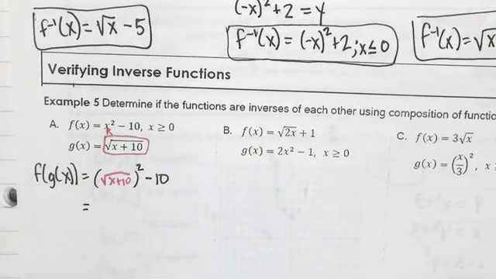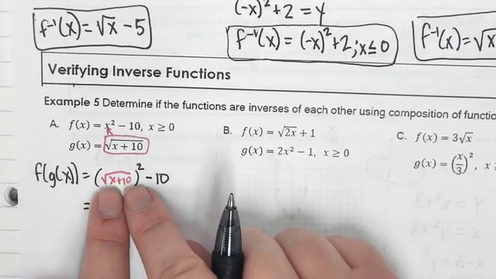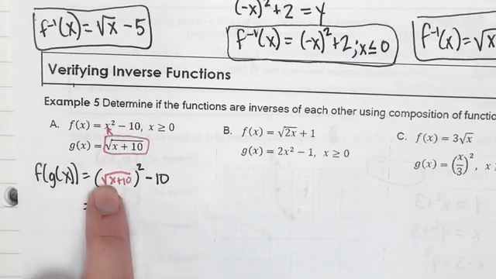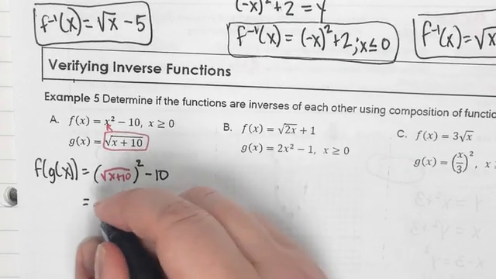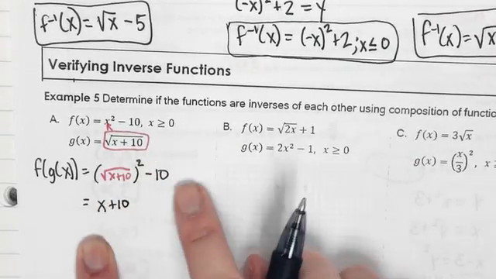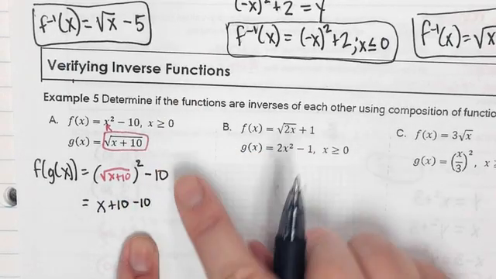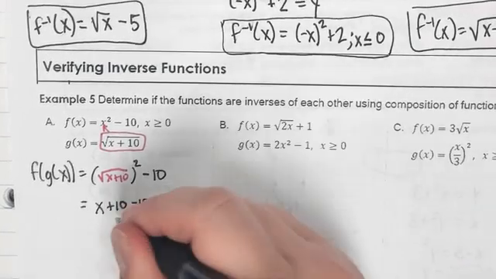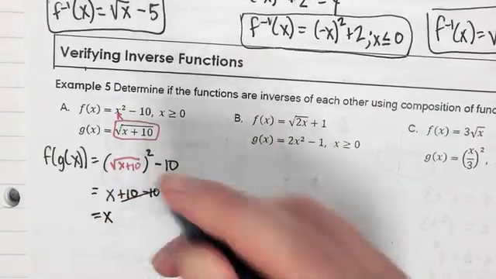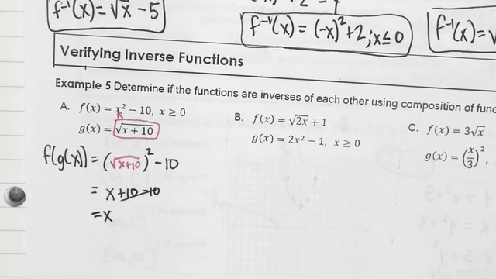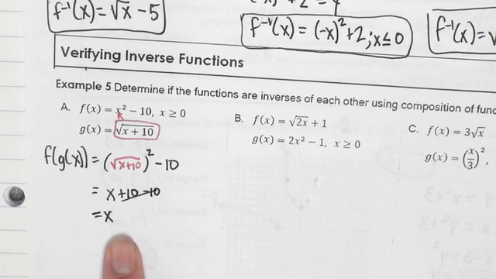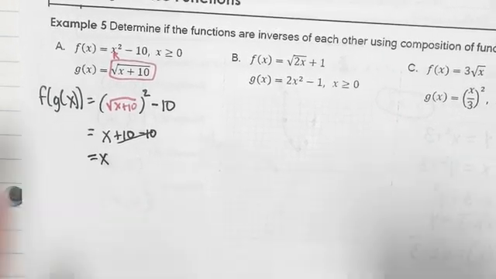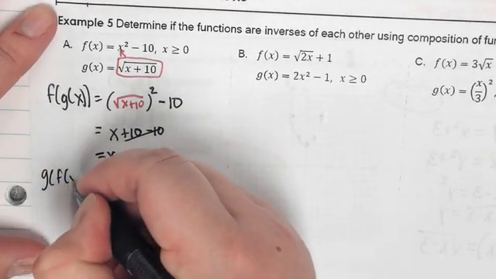Okay, now we simplify, and don't assume you know what's going on. I have a big long square root squared. What happens with that squared and that square root? They cancel. So I just have x plus 10. And then I have minus 10 outside, right? And what happens to plus 10 minus 10? Cancels out. I just have x. Okay, when that happens, do you have to do the other one? Do you have to do g of f of x? Yes, you do.